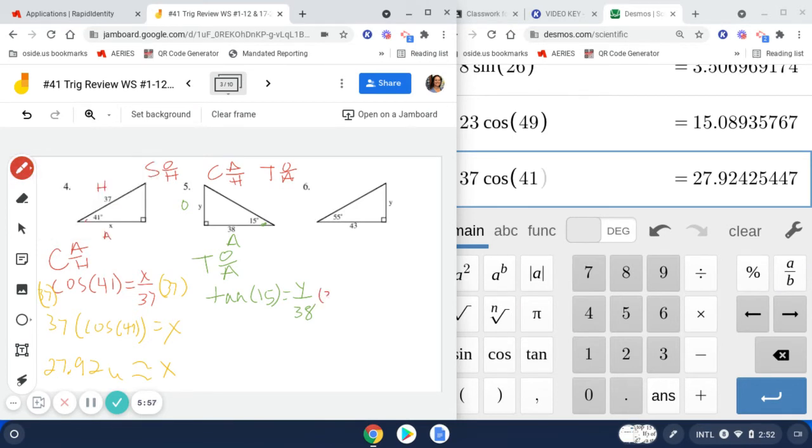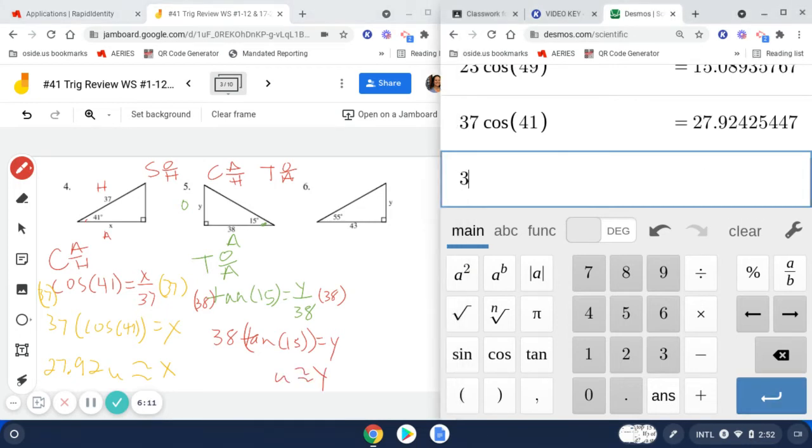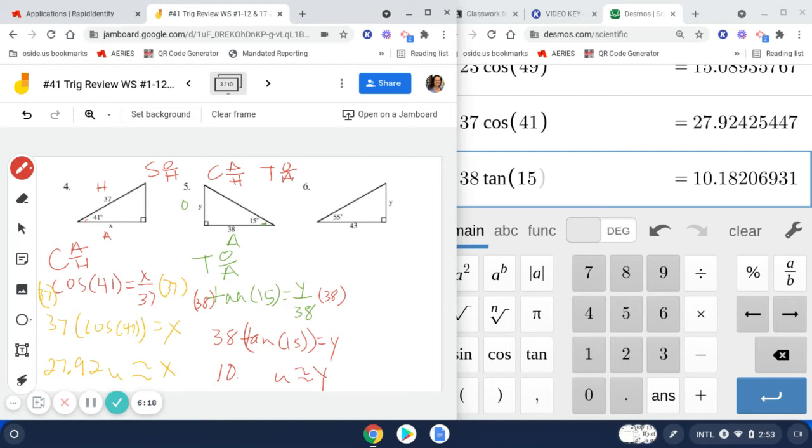Multiplying both sides by that 38 denominator, what we're actually going to plug into our calculator is 38 times the tan of 15. And we get 10.18. Notice my rounding there with what I actually got in Desmos, and we round to 2 decimal places. Use the approximation symbol because we rounded, and U for units. Pause the video, try the next one.